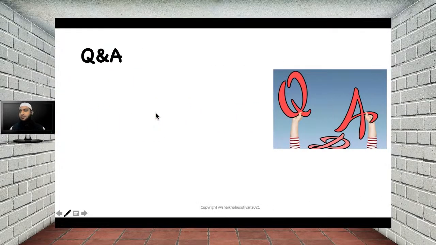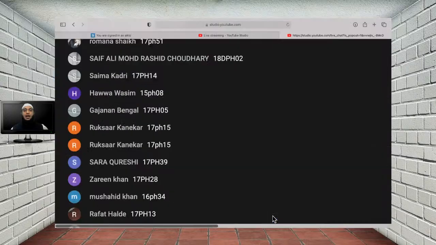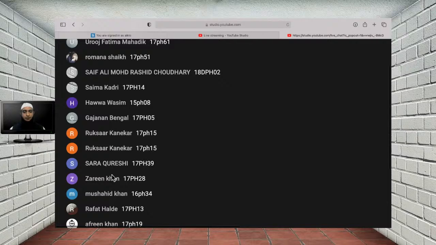So we are done with the first part of the session. Now let's have some question and answer session, and then I will move on to the next part of the session. My first question is, what are the two types of cohort studies? We have seen the two types of cohort study. Just enlist what those two types are. Now let's see who gives the first answer. Yes, I'm waiting for your answer.